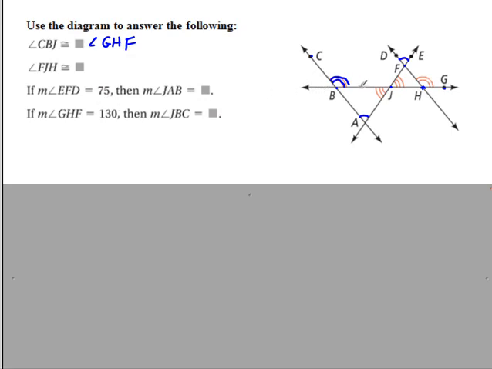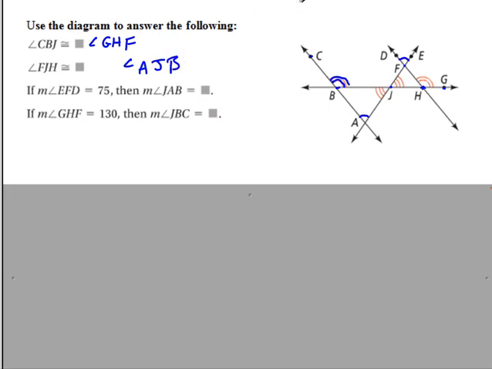How about FJH? Where's FJH? So I go from F to J to H. That's the three-donger here. We've got three of them, and it's going to match up right across the way here. So you can say BJA or AJB. Let's go. What is that? Angle AJB.